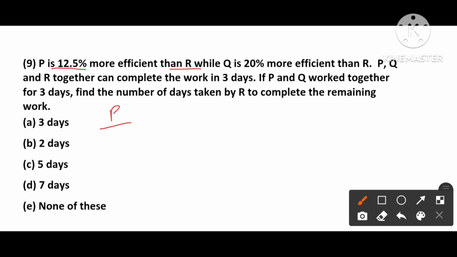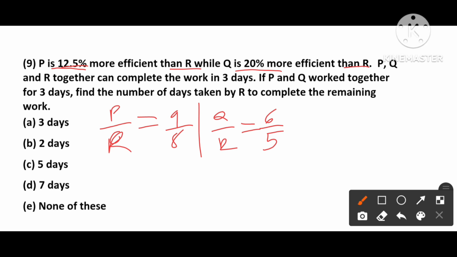So the P by R efficiency ratio is 1 by 8. 1 by 8 more means 9 by 8. Okay. Q is 20% more efficient than R, so Q divided by R is saying that 20% more. 20% means 1/5. 1/5 more means 6 by 5. So what we have for the efficiencies is P is to Q is to R. Here we have 9 is to 8 and 6 is to 5.